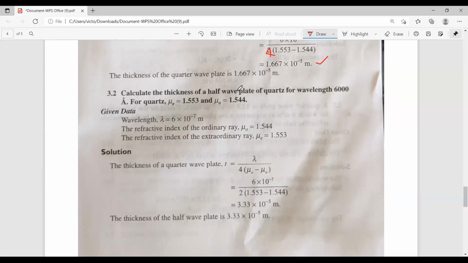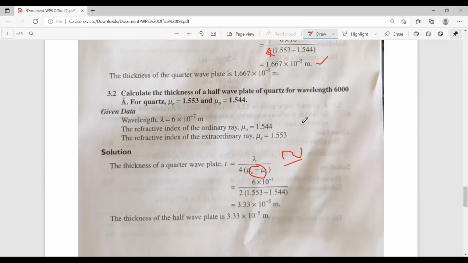Calculate the thickness of the half wave plate of quartz for wavelength of 6000 angstroms. For quartz, mu E is equal to 1.553 and mu O is equal to 1.544. Actually, in problem, we have to use, in place of minus, this difference notation.